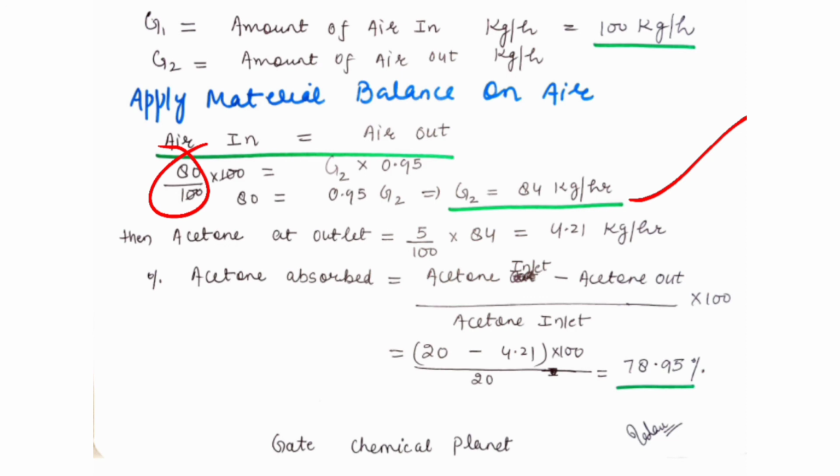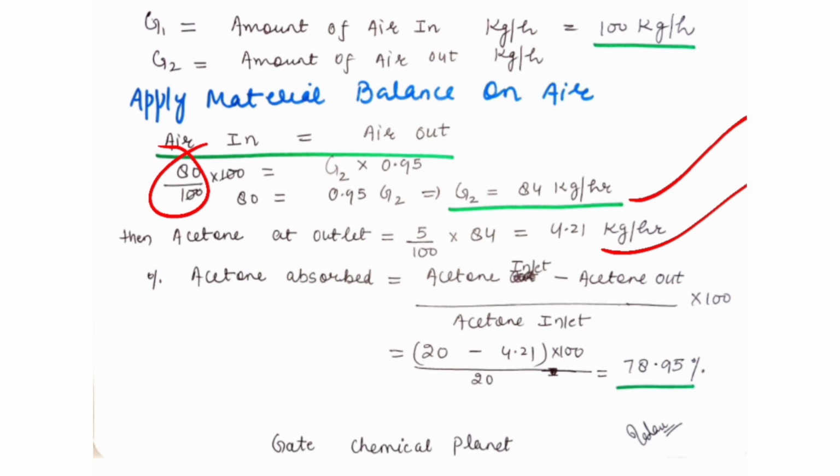Then the acetone at the outlet, we can easily calculate, because 5% of the outlet is acetone. So it will be 5% of 84 kilograms per hour. So we can easily calculate the value of 4.21 kilograms per hour. Okay.